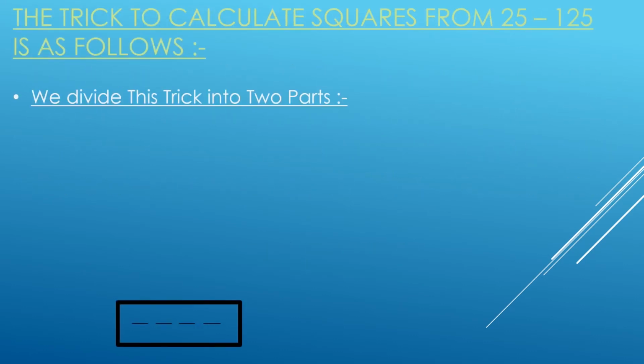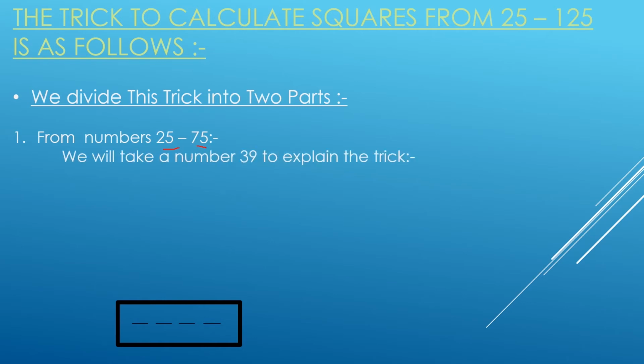So firstly, we divide the trick into two parts. First is from numbers 25 to 75. So let's get started. We'll take the number 39 to explain the trick.